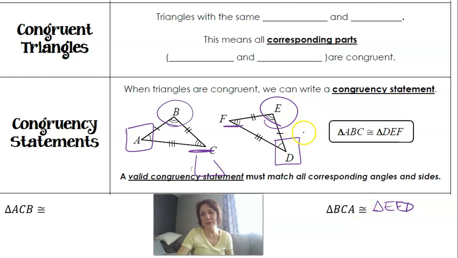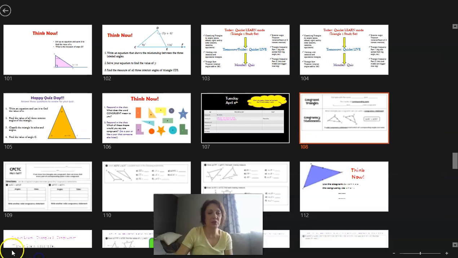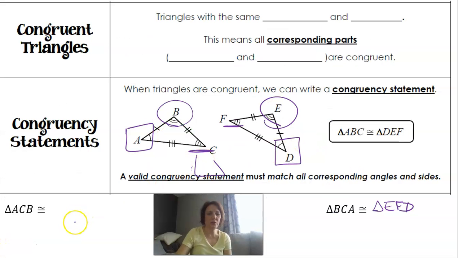So again, look at this. All I did was rearrange the letters. Up here it was ABC. Now it's BCA. Notice A moved from the first position to the last position. Look over here. D moved from the first position to the last position. C used to be last. Now it's in the middle. F used to be last. Now it's in the middle. You just have to make sure that the letters that are the matching parts line up in the name. As long as you do that, you will have a valid congruency statement.